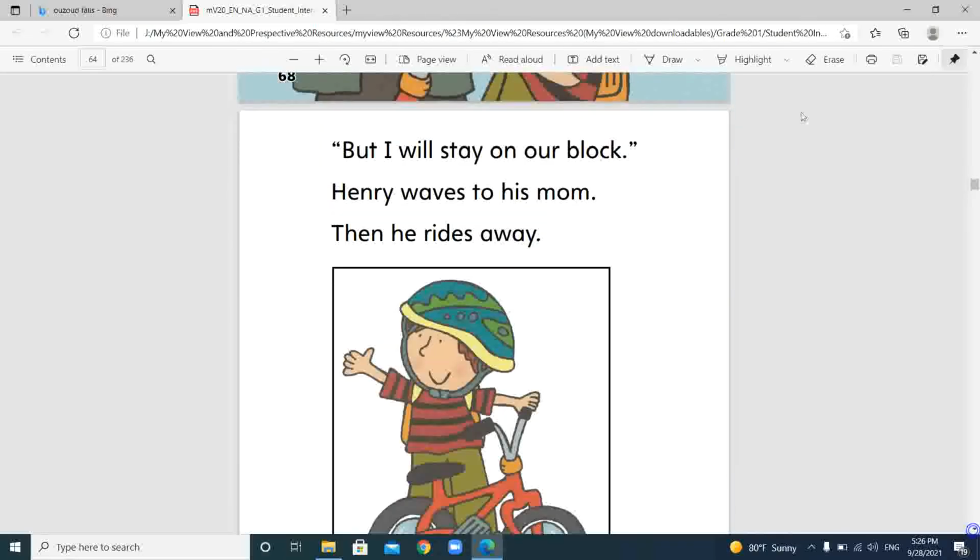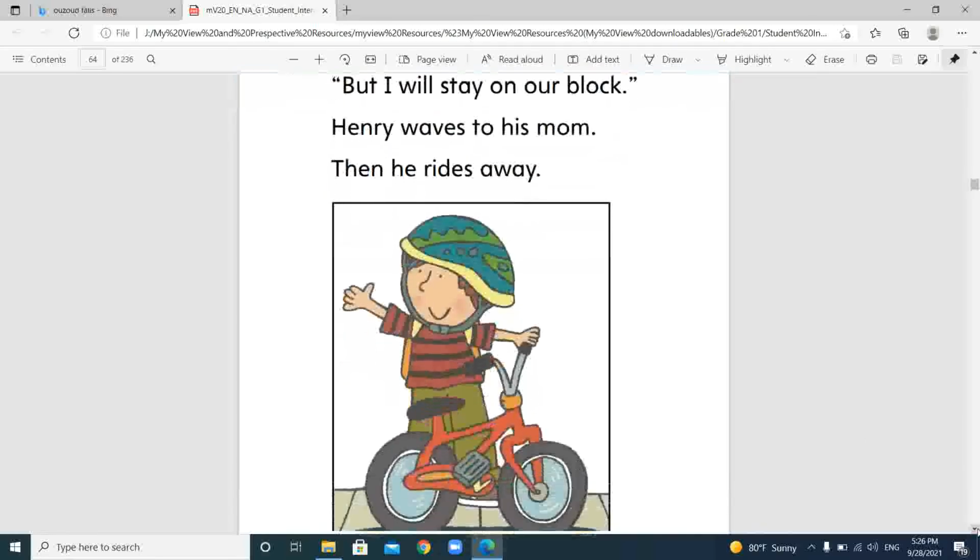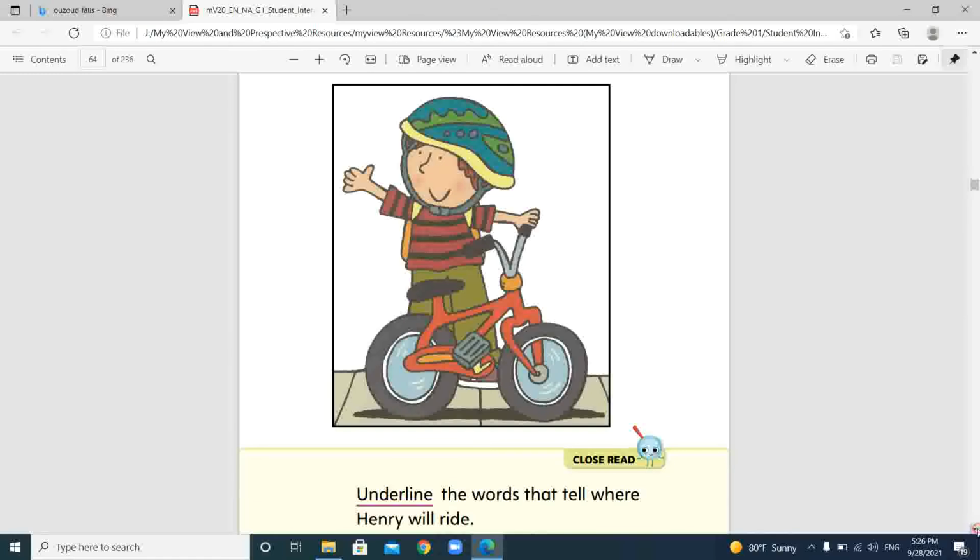Page 69. But I will stay in our block. Henry waves to his mom. Then he rides away. Okay, but he listens to his mom. His mom says, you cannot go outside the block. He's not happy. But he listens. He tells his mom, I will stay on our block. Okay? So he waves his hand goodbye to his mom and he rides away.